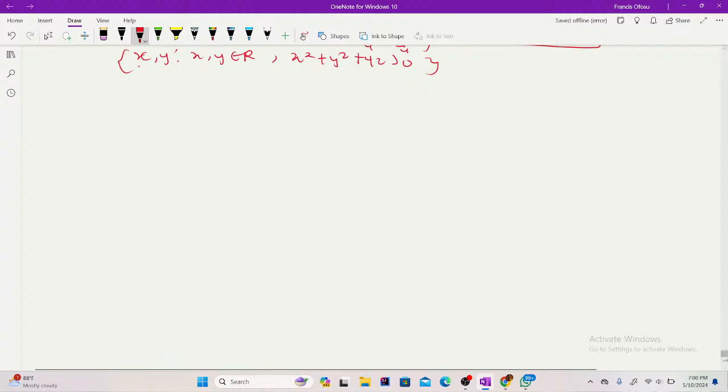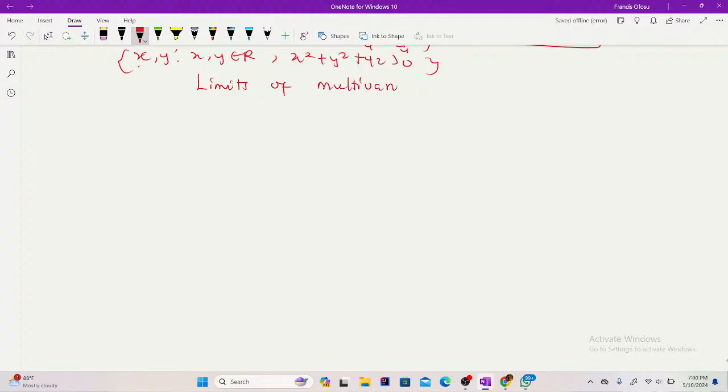Limits of a multivariable function, multivariate function. Let's see. First of all, what's the concept of limits? Limits of a function as a whole.